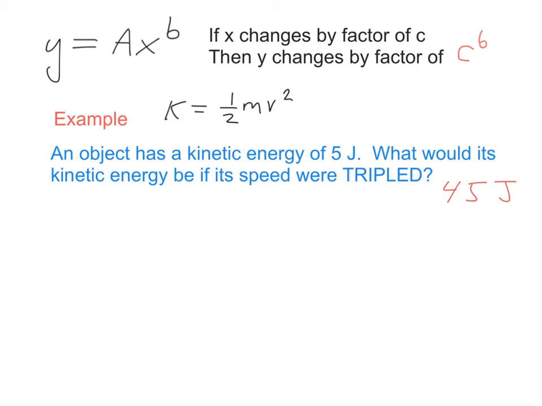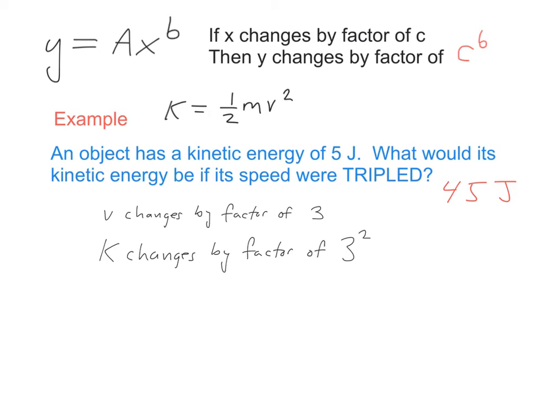Let me do that again just a little more slowly. The speed v changes by a factor of 3, so the kinetic energy must change by a factor of 3 squared. 3 squared is 9. So the kinetic energy is now 9 times its original value of 5 joules. So 9 times 5 joules is 45 joules.